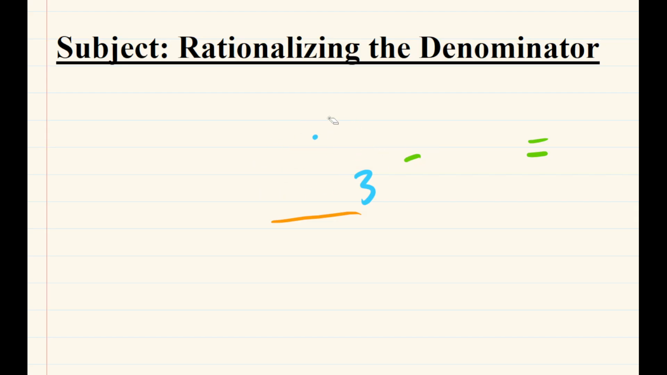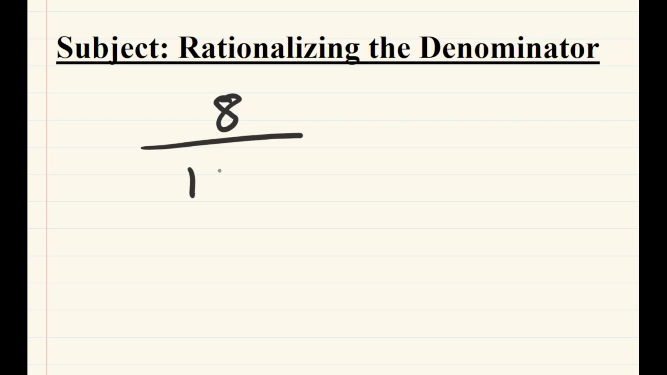Now, let me give another example that's slightly more complicated. Let's say we had 8 over 1 plus the square root of 5. Now, we can't quite do the same thing here. Let's go ahead and try to do the same thing we did before, just quickly to show you why it doesn't work. We say, hey, there's a radical 5. Why don't I multiply the top and bottom by radical 5?